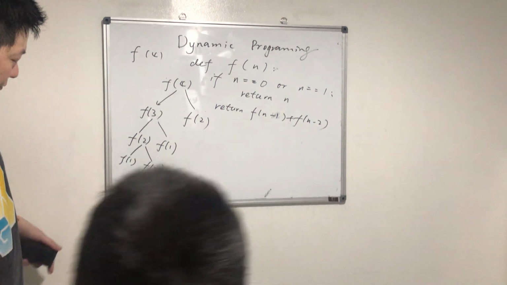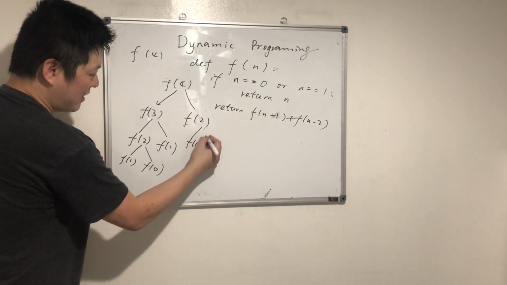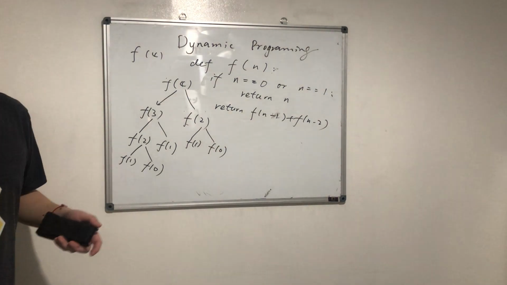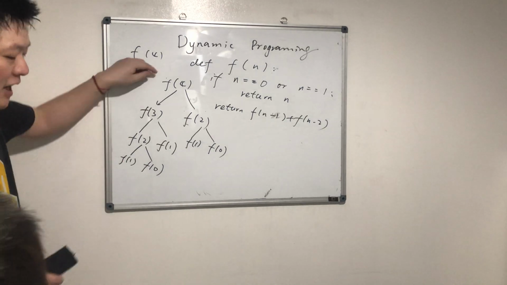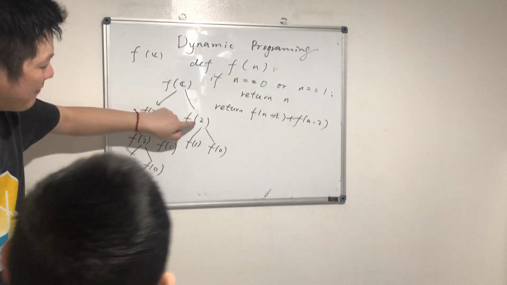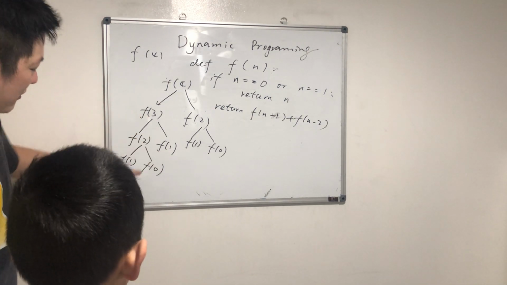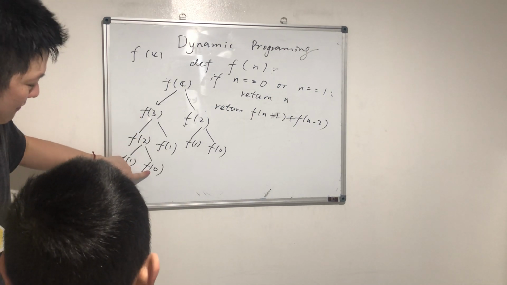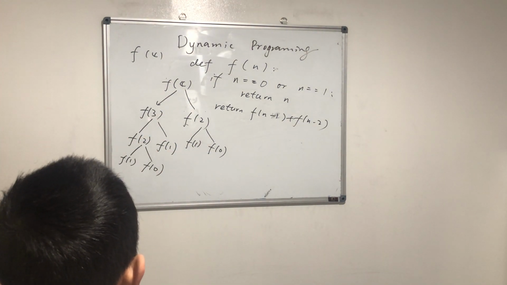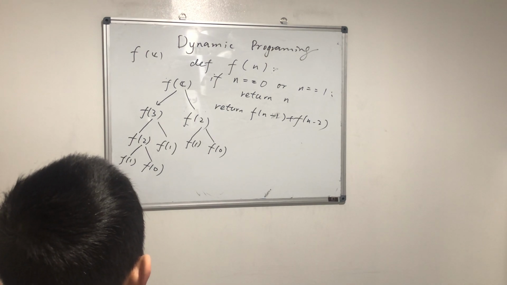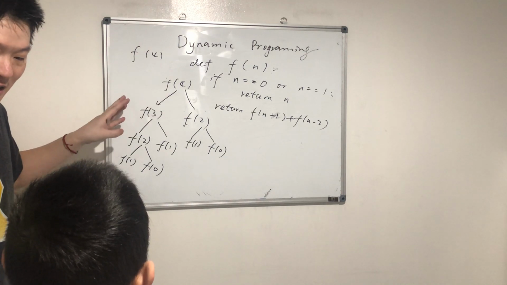Do you see this problem? For F2, I need to calculate F1 and F0. So do you see the problem? If I want to calculate F4, I need to calculate F3 and F2. In order to calculate F3, I need to calculate F2 and F1. In order to calculate F2, I need to calculate F1 and F0. Do you see the problem? What's the problem with this?